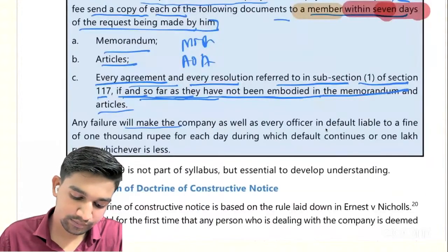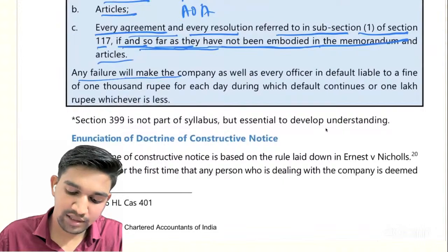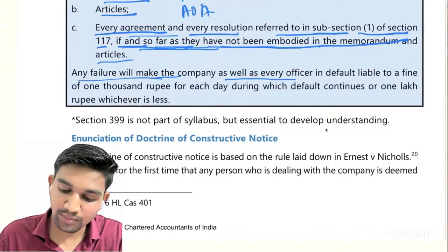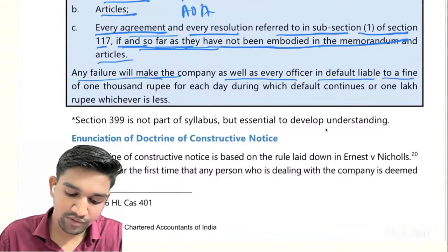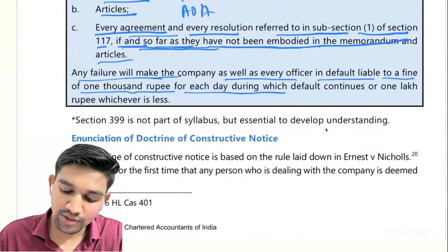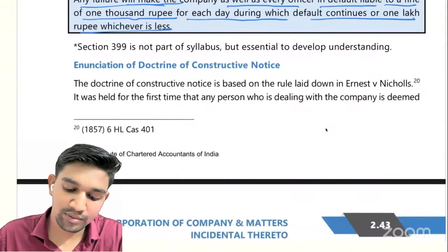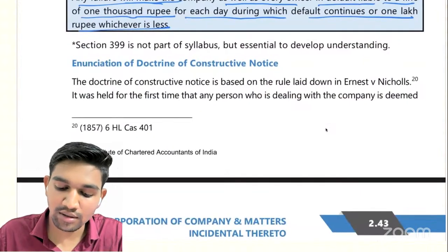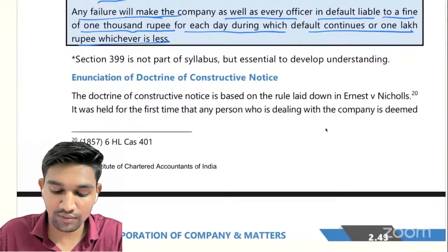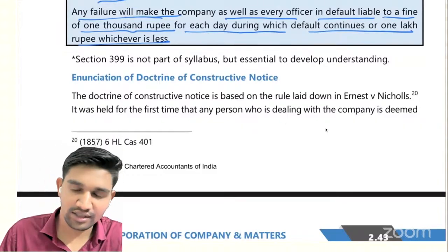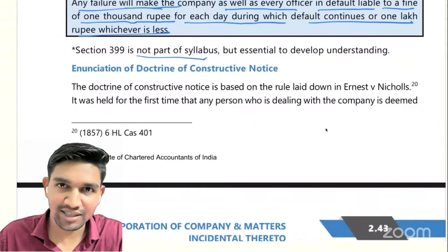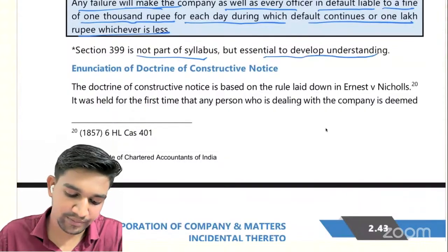Now, any failure will make the company as well as every officer in default liable to a fine of 1,000 rupees for each day during which the default continues, or 1 lakh rupees, whichever is less. So 1,000 rupees for each day during which the default continues, and 1 lakh rupees, whichever is less. Section 399 is not part of our syllabus but is essential to develop understanding.